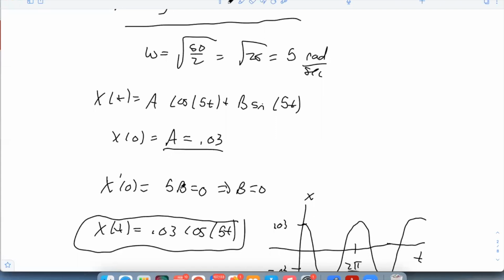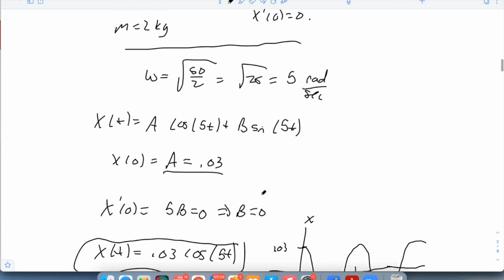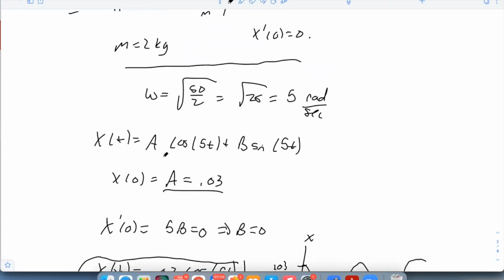So I skip some of the algebra here. We'll get 5b equals 0, or b equals 0. And that's always going to be the case on here. A here is always going to be your amplitude, the amount you stretched, and b is going to be some multiple of your initial velocity.